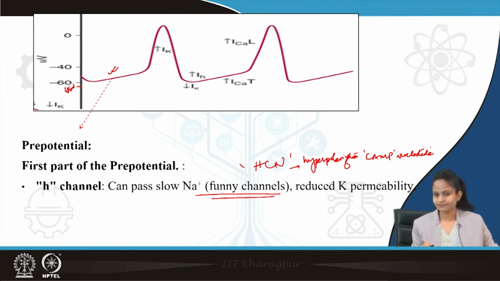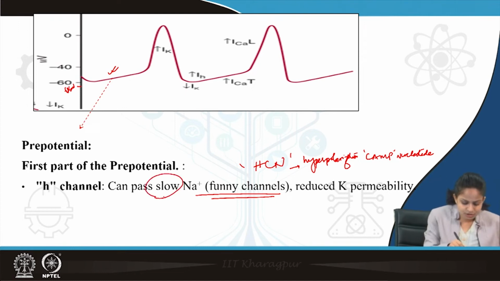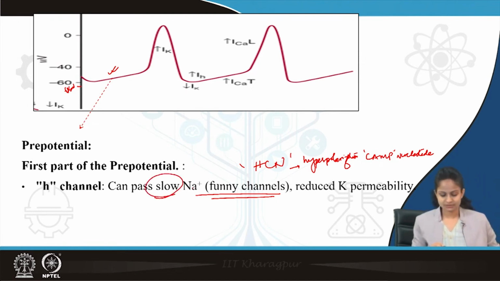Now, these sodium channels are not fast sodium channels. As you can see, the prepotential slope is very slow, it is not steep. So, here these sodium channels open very slowly as compared to the sodium channels which used to get opened in the depolarization phase of the ventricular muscle potential. So, these H channels pass slow sodium, it is a very important MCQ.